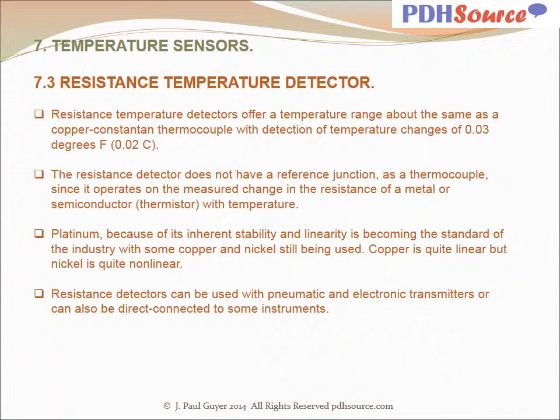Platinum, because of its inherent stability and linearity, is becoming the standard of the industry, with some copper and nickel still being used. Copper is quite linear, but nickel is quite nonlinear. Resistance detectors can be used with pneumatic and electronic transmitters, or can also be direct connected to some instruments.